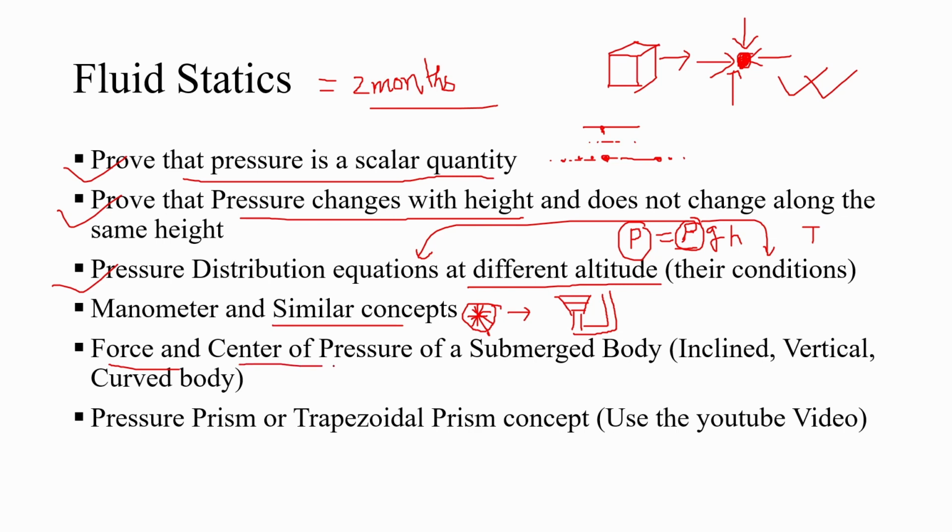Force and center of pressure of a submerged body. For example, if we have water like that and we have a submerged body like this, and we need to find the center of pressure, that means we need to find the equivalent force and the position of that equivalent force. We need to find those two, right? It can be an arbitrary body, an inclined body, a vertical body, or a curved surface, anything. These three conditions, anything can appear in the exam, but this will be in the exam for sure.